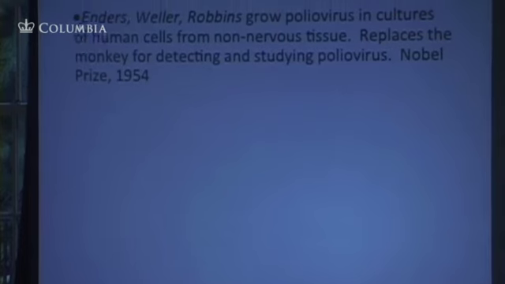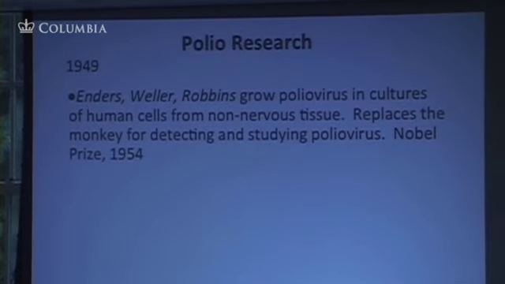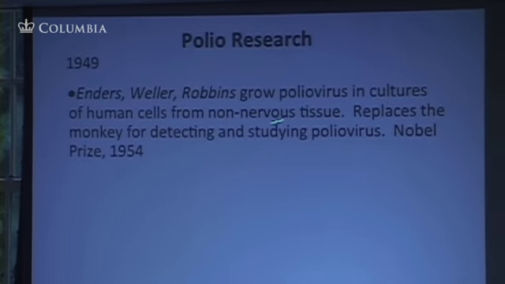A big discovery in 1949 by John Enders and colleagues, being able to grow the virus in cultures of human cells from non-nervous tissues. This was the first growth of a virus of any kind in a cell culture, and it replaced the monkey for detecting and propagating polio. And this allowed us to grow a vaccine.